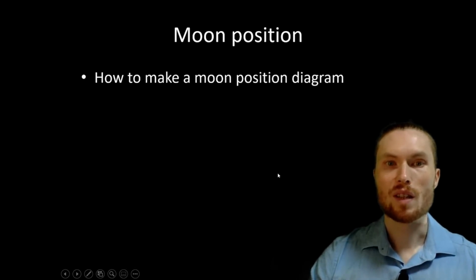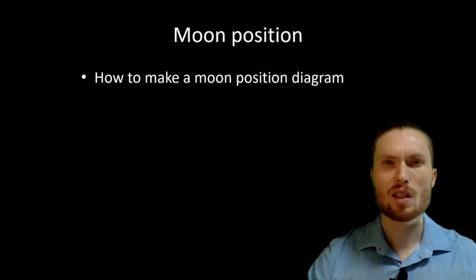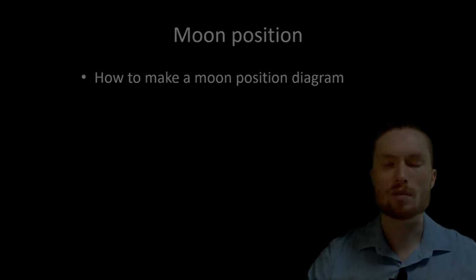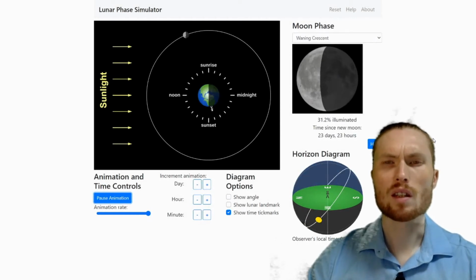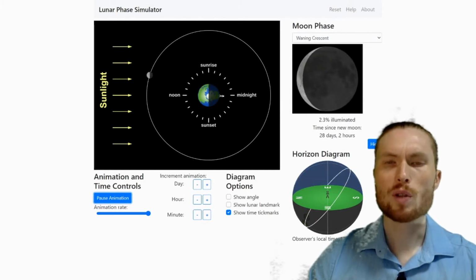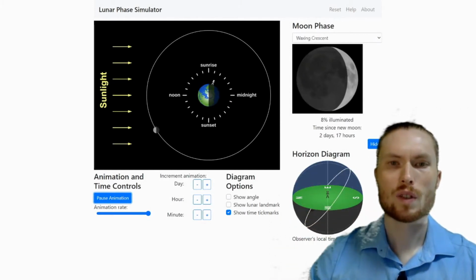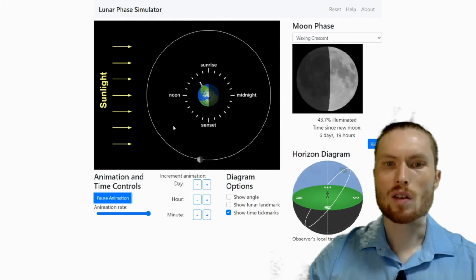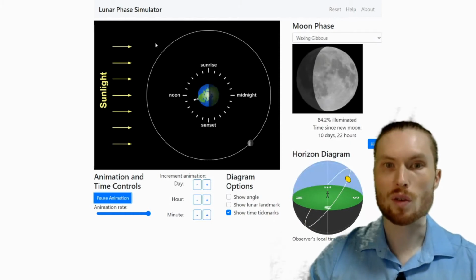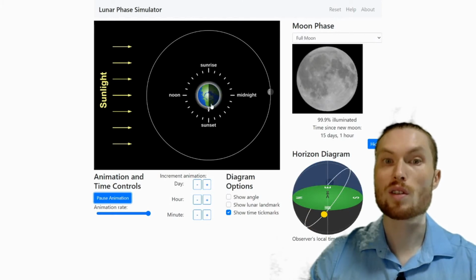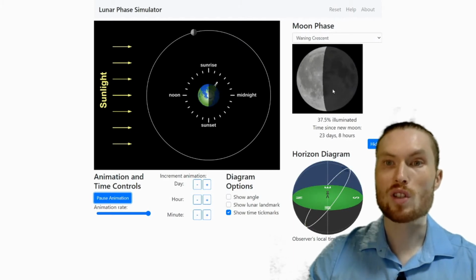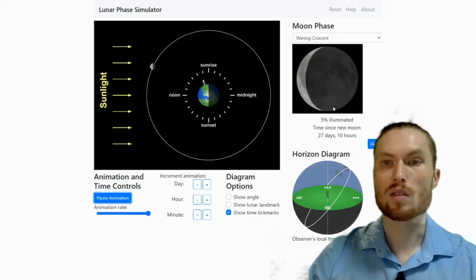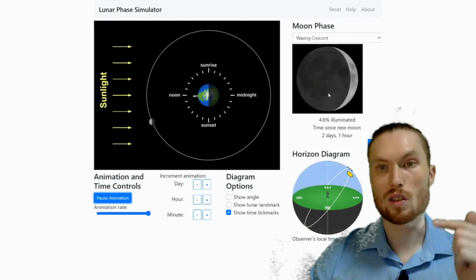All right, now let's take a look at how to make a moon position diagram. First, let's take a look at this website. This is a very useful website for understanding phases of the moon. And I will post a link to this site in the video below. Notice that the moon goes around the Earth, of course, very slowly. The Earth turns much faster than the moon goes around the Earth. And notice how the moon is changing. The direction of change is always this way.